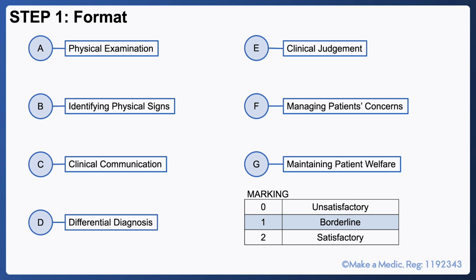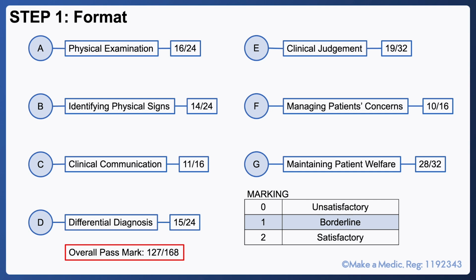For each domain within a station, you will be given either 0, 1 or 2 marks as listed at the bottom right of the screen. For example, if the examiner thinks that you have identified sufficient physical signs in the respiratory station, they will give you 2 marks. To pass PACES, you need to pass each individual domain. The pass marks are listed on screen. And you need an overall score of at least 127 out of 168.